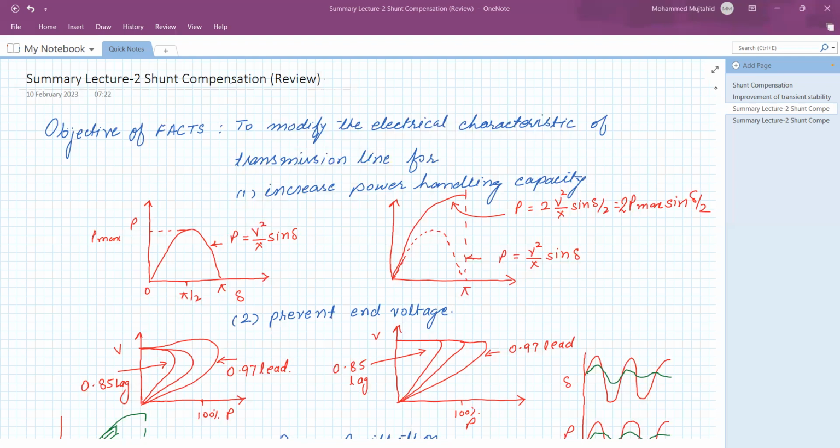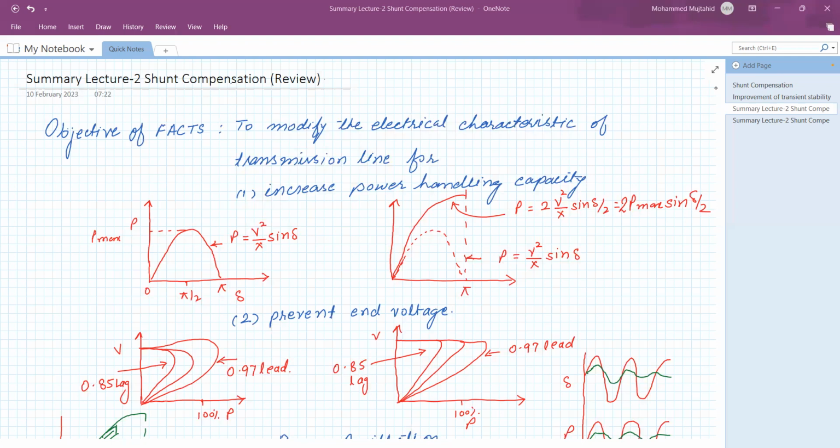So what is that objective? Objective number one is to increase the power handling capacity, which we have seen. This is the uncompensated line. The maximum power that can be transmitted is equal to V square upon X sine delta. This is the P-delta curve. With the help of midpoint shunt compensation, the power handling capacity of the transmission line gets increased to double. That is the ideal compensation which is connected at the midpoint.